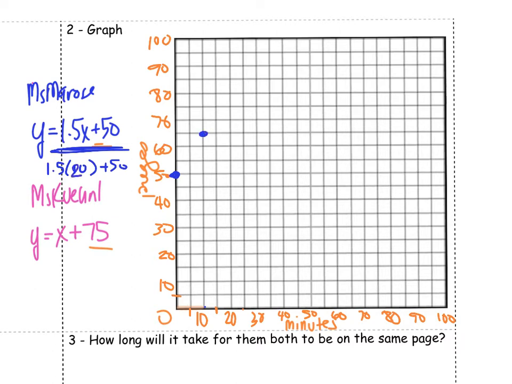After 20 minutes, she has read another 15 pages, so she's at page 80. 30 minutes, that's another 15 pages: 95, and I ran out of space. So here is my first graph.